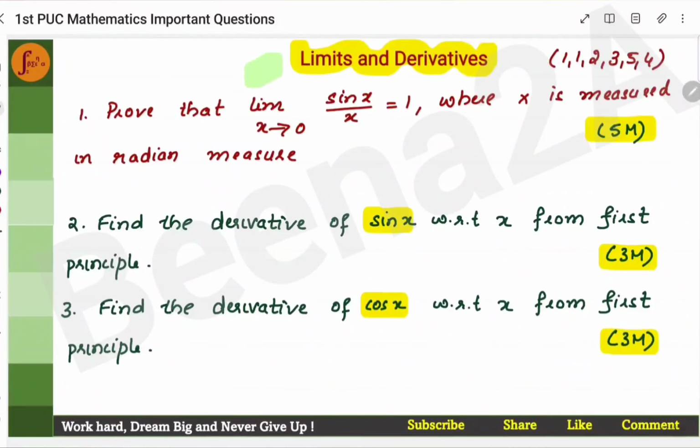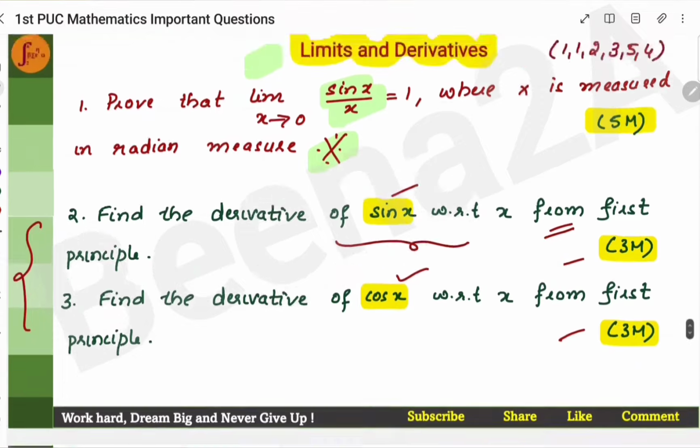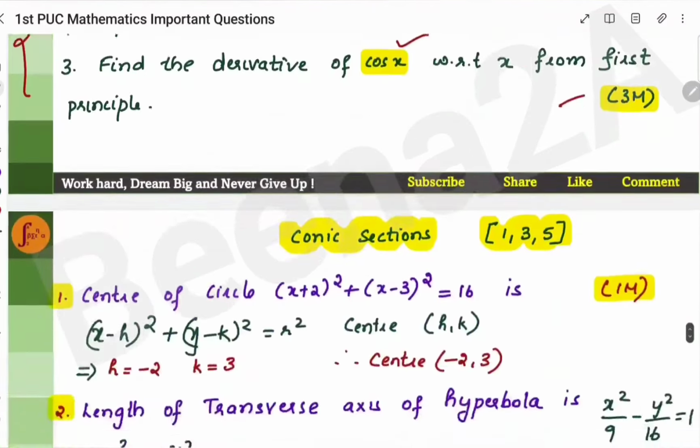So let's look at limits and derivatives. Proving this particular theorem, limit of sin x by x equal to 1, is a frequently occurring question, right? Very important one. Then this comes in the 3 marker section, right? Finding the derivative of sin x, cos x using first principles. So you can focus on these kinds of problems also in the 3 marker section.